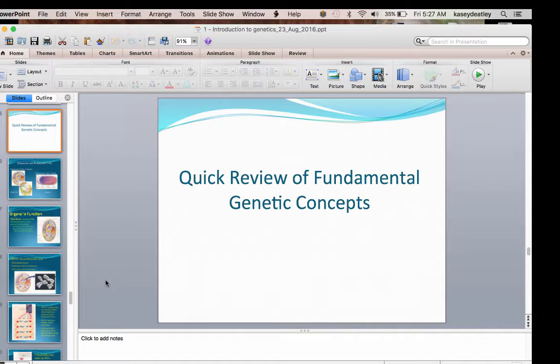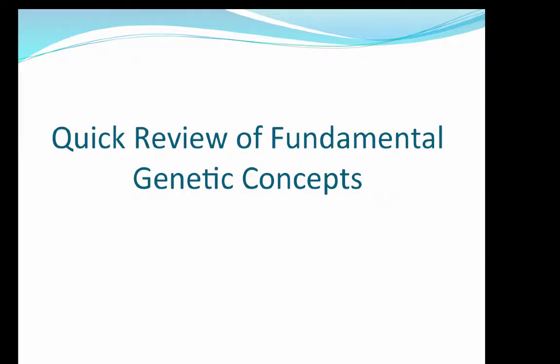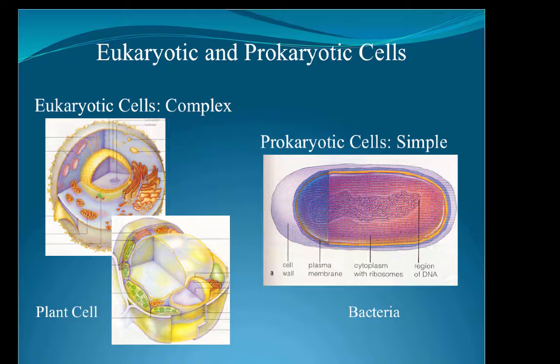Alrighty, so now let's get into reviewing some of the fundamental concepts about genetics. Keep in mind that everything is made up of cells. There are two major types of cells, eukaryotic and prokaryotic. Prokaryotic cells tend to be the simple cells that only have a cell wall and a plasma membrane, and they have regions of DNA contained within a chromosome, but it's not encapsulated by a nucleus, like in the eukaryotic cells.